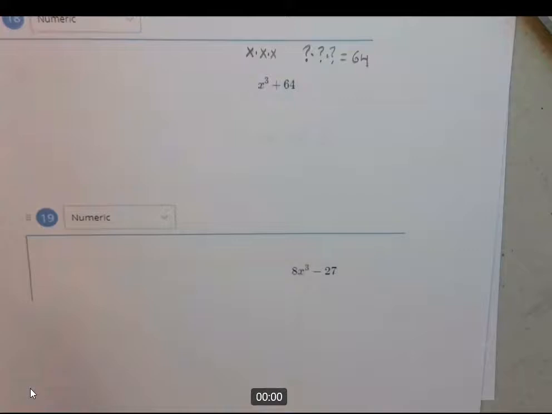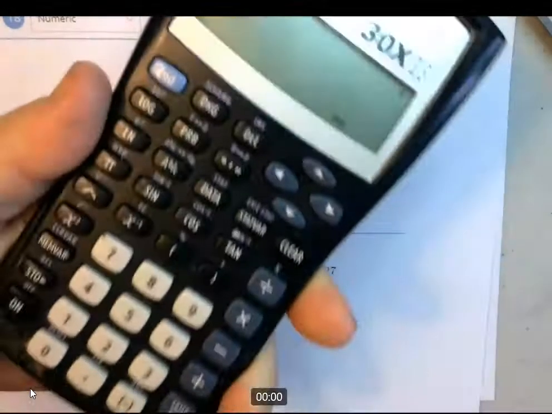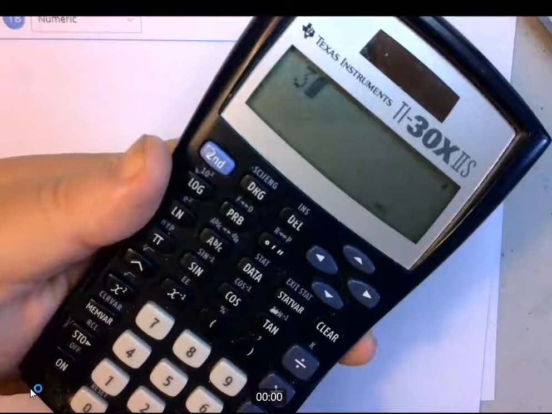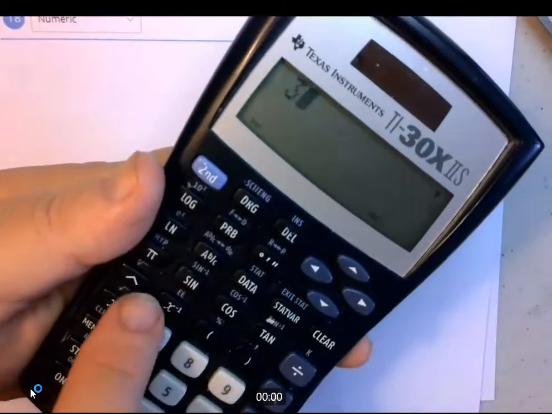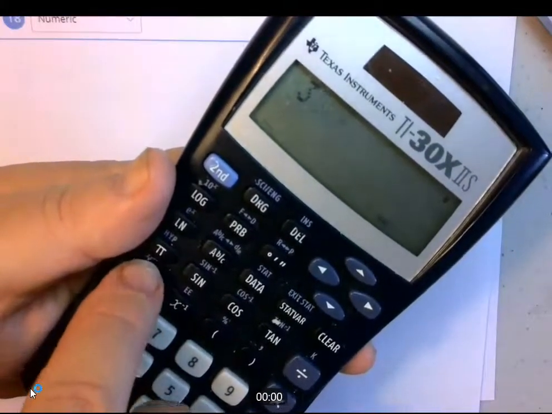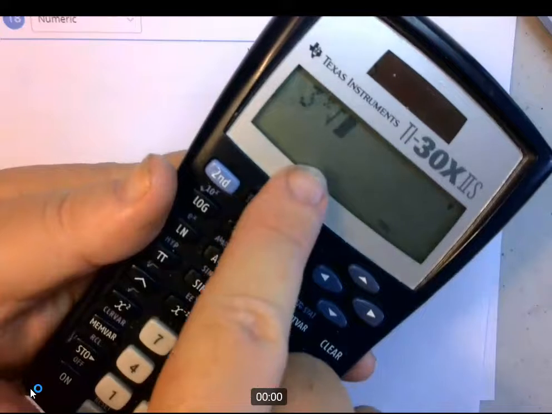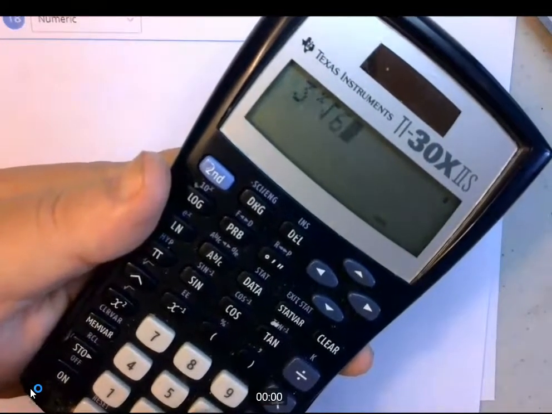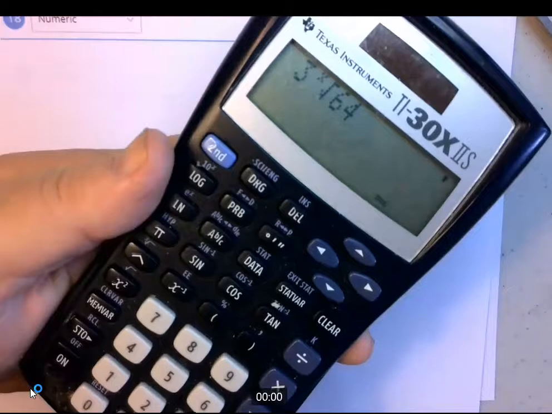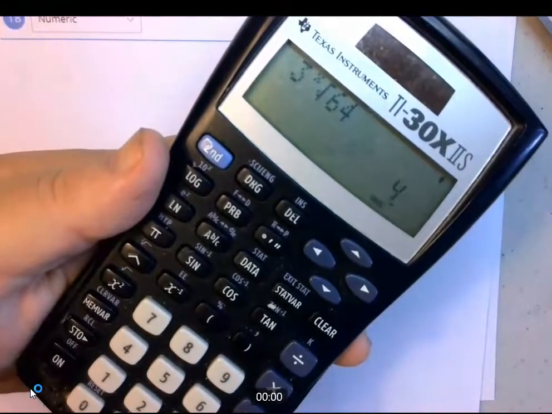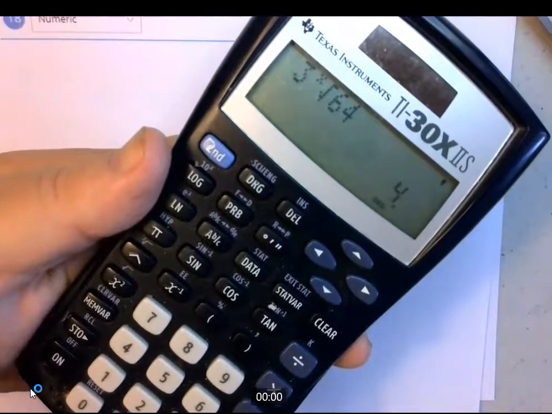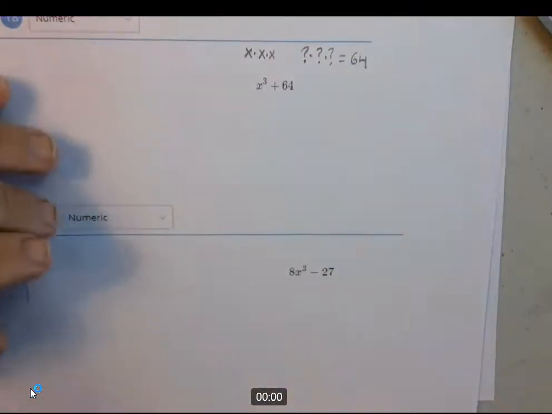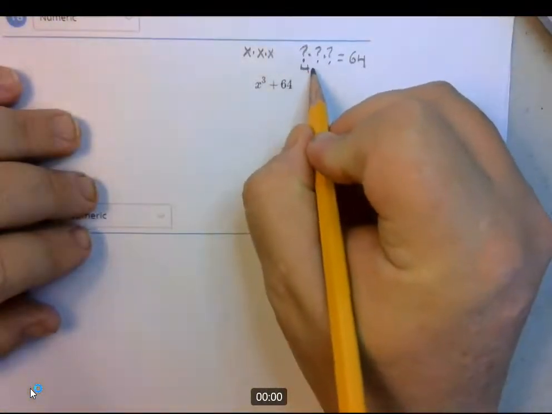Again, you can just play with numbers, or I'll show you a little function on the calculator. So it's going to be 3, second, the hat, so that's going to be a cubed root function. It doesn't give me a beginning parenthesis there, so I can't put an ending parenthesis. So I'm just going to put 64, and then I'm going to hit equals. And it gives us 4. So 4 times 4 times 4 is 64, is what it's saying. Okay, so this question mark is 4.